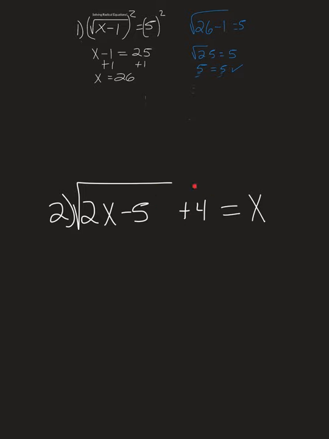But wait, if we square both sides, what happens with this 4? We don't really like that. So what we're going to do first is subtract 4 from both sides. It's going to make it a little simpler. Before we do the inverse of a square root or a cube root or anything like that, we want to move everything else to the other side. So what we have is the square root of 2x minus 5 is equal to x minus 4. Now, we need to square both sides.